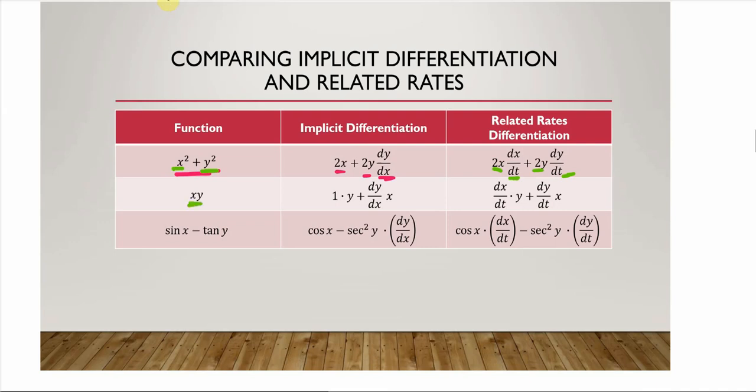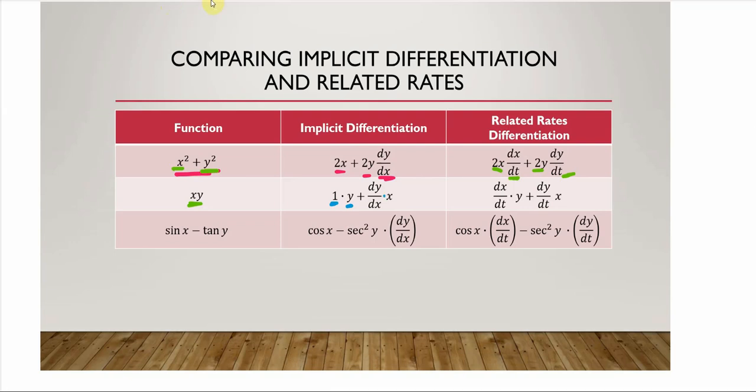Now, what about this one? This one here has no plus or minus between them, so I'm going to have to do the product rule. All right? So the derivative of x is 1 times y, plus the derivative of y is going to be dy dx times x. And now that right there was implicit.